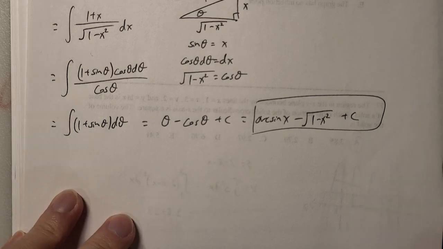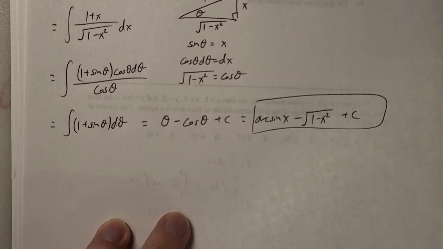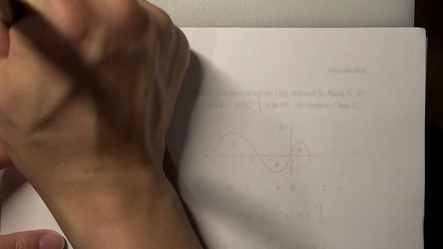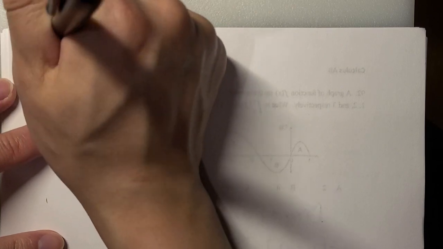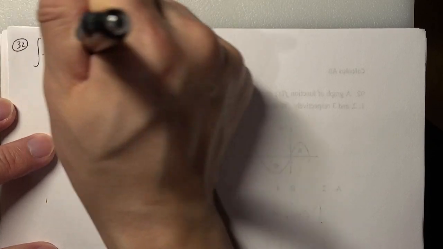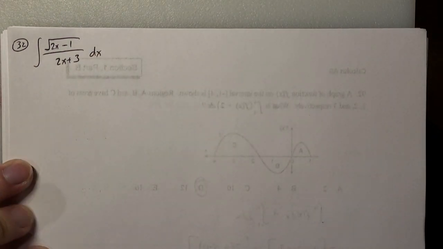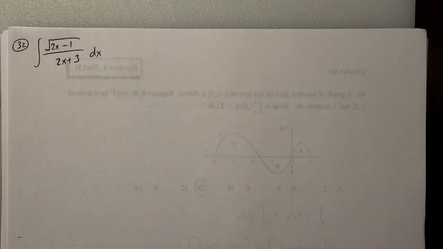All right, this might require the whole page, the next problem also. So, number 32, integral square root of 2x minus 1 over 2x plus 3 dx. How can we solve this?